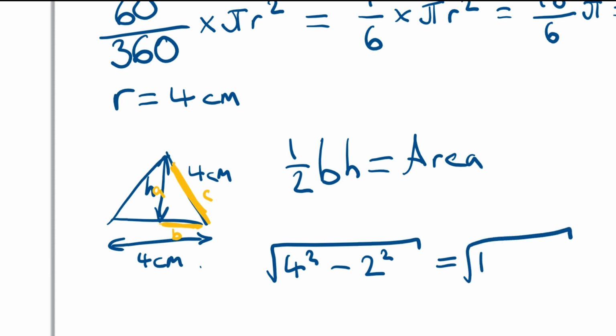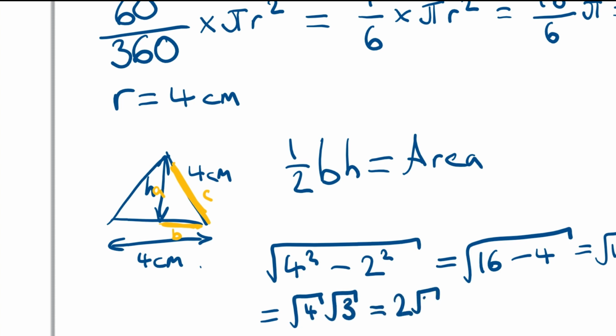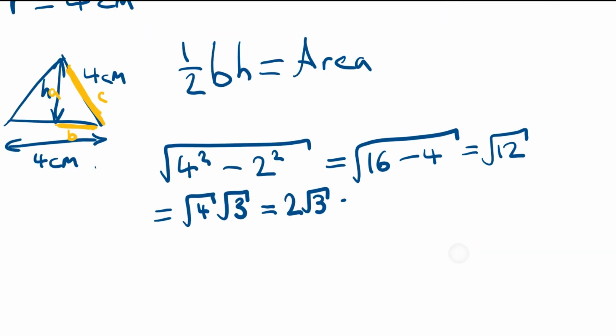That is going to turn out to be the square root of 16 minus 4. And then that's the square root of 12. And then using our knowledge of surds, this is square root of 4 times the square root of 3, which is the same as 2 root 3. Okay, 2 root 3 equals h.